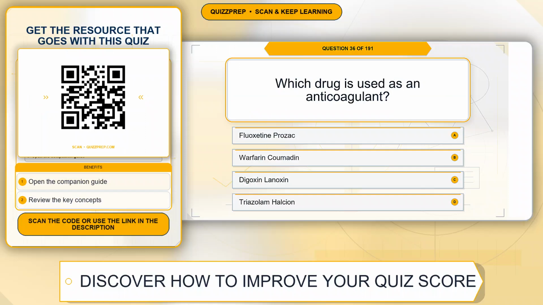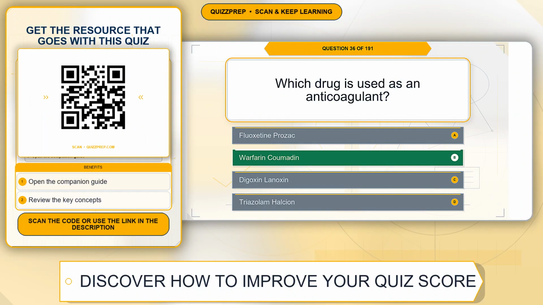Question 36. Which drug is used as an anticoagulant? Option A, fluoxetine Prozac. Option B, warfarin Coumadin. Option C, digoxin Lanoxin. Option D, triazolam Halcion. The correct answer is option B, warfarin Coumadin.